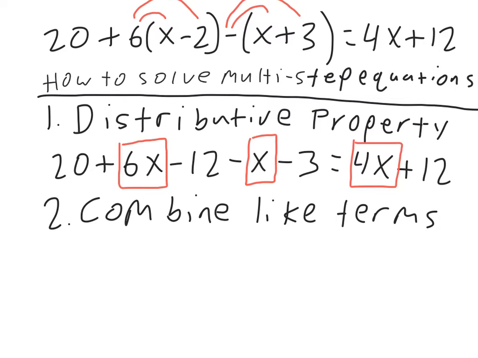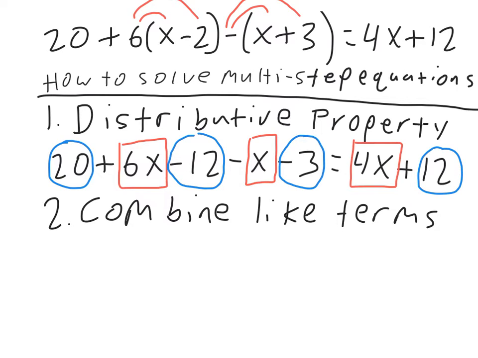And then we look at every number that's by itself. We call them constants. So every number that's by itself, I'll put a blue circle around, making sure to keep the negatives in there as well. The box should be on the -x to show that that's a -x, so the negative goes with it. Also on the other side, we have the 12 by itself. And now we combine like terms.